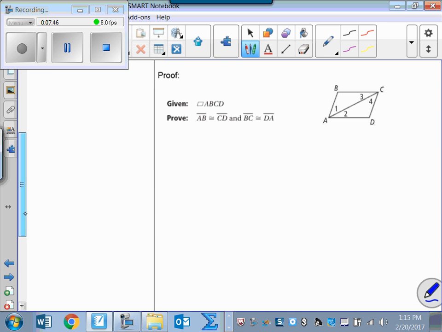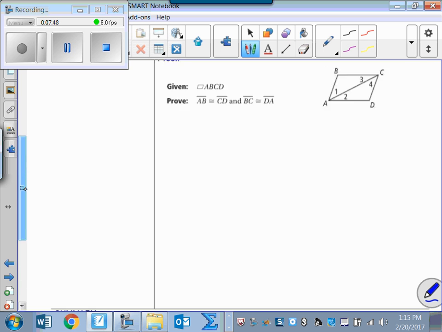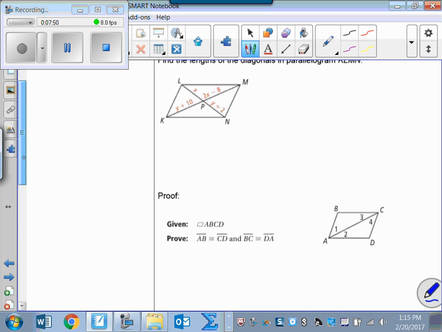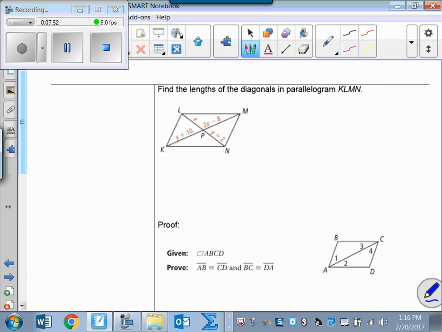All right, let's see what else we got. Oh, we just have one more problem and a proof. So let's see, find the lengths of the diagonals in parallelogram KLMN. Ooh, this is a good one. Okay, so what do I know?